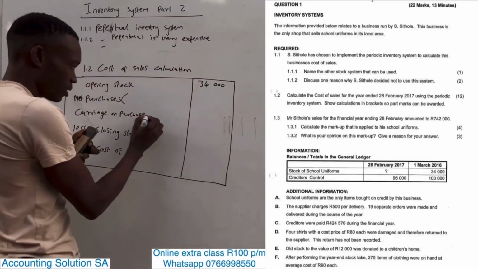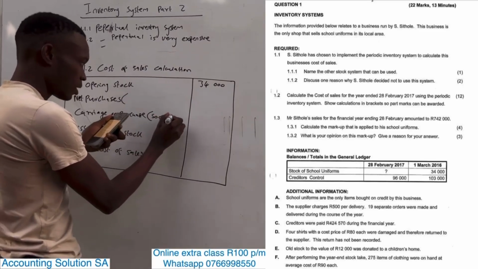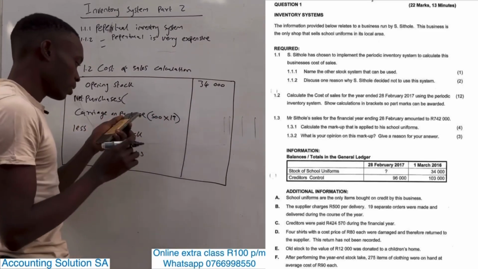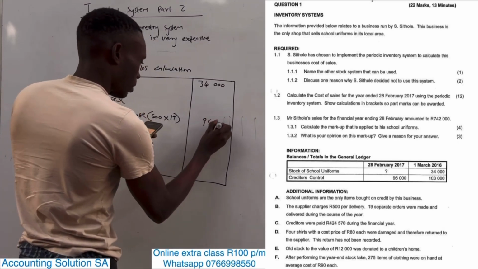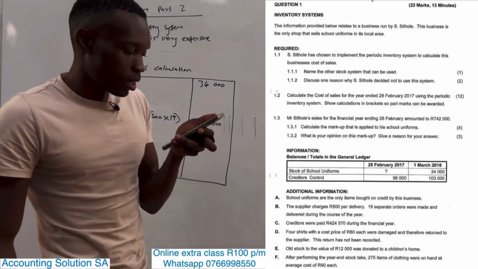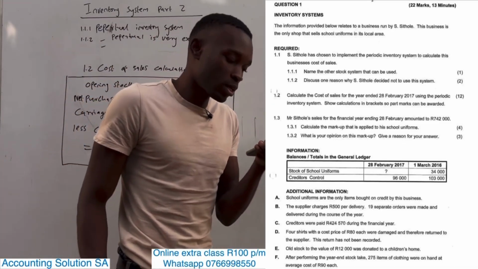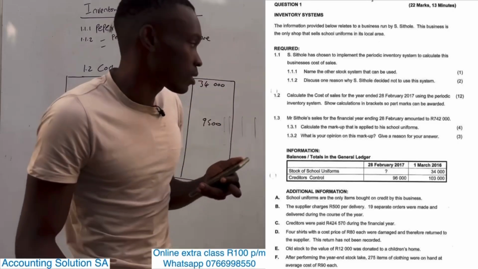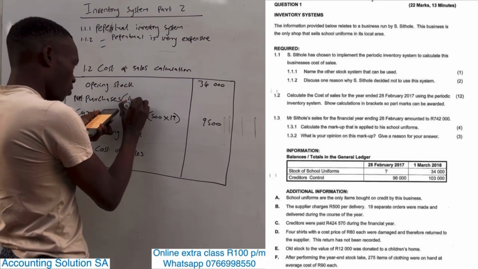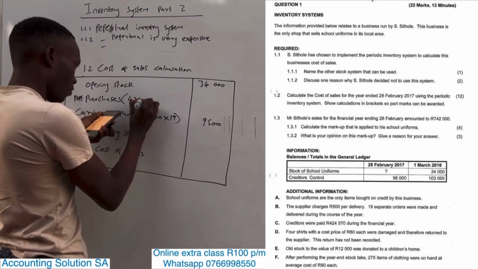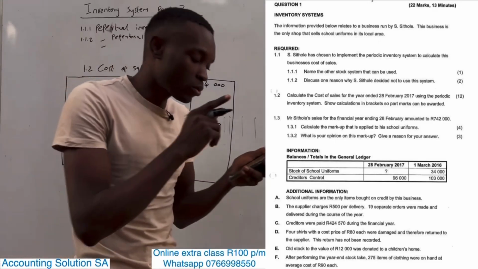Carriage on purchase is for delivery, 500, and they made 19. We have to multiply and get carriage on purchase of 9,500. Okay, the next transaction: creditors were paid an amount of 424,570. This is purchase. These are the amounts that have been paid to creditors.